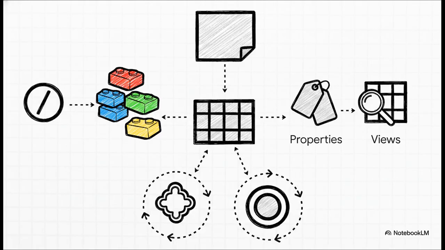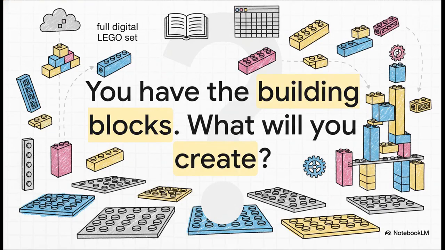So let's just do a quick recap. Everything in Notion starts with pages, and those pages are made of blocks. That little slash command, that's your key to creating anything you want. Databases give you superpowers with properties and views. And finally, templates and buttons save you a ton of time by automating your workflows. So, we've given you the base plates, the bricks, the advanced Technic pieces, and even some automated instructions. You have the full digital Lego set right at your fingertips. The only question left is, what are you going to create?